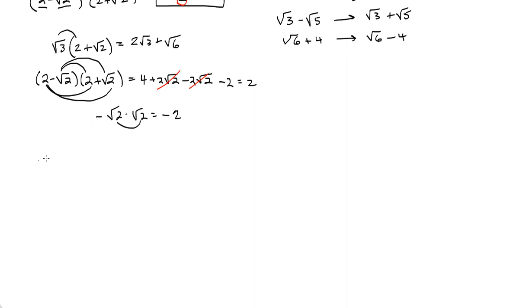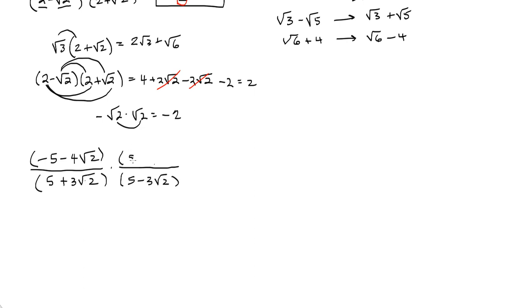I have (-5 - 4√2) over (5 + 3√2). What am I going to multiply top and bottom by? You know, the conjugate, which in this case is (5 - 3√2) over (5 - 3√2). Let's do the top first.